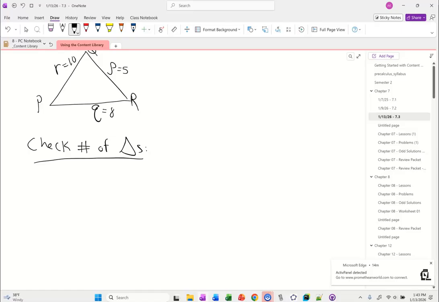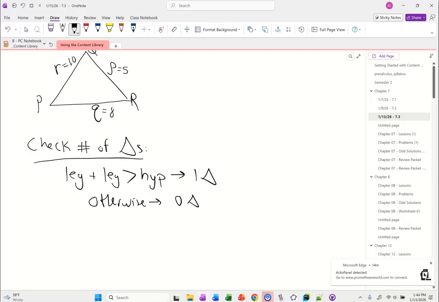So the only check we need to do is to make sure that leg plus leg is greater than hypotenuse. If it is, you have one triangle possible. If it's not, it's an impossible situation. So the only place that's kind of a concern is how do I know which side is the hypotenuse?